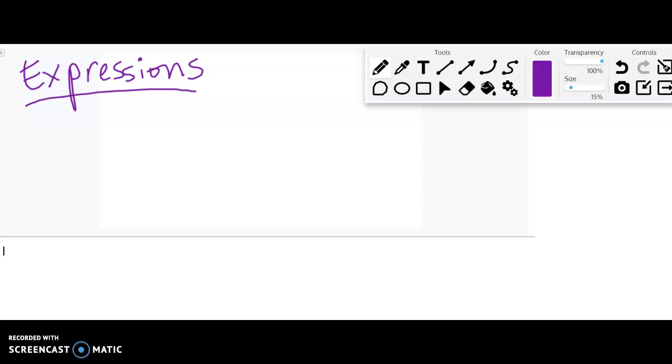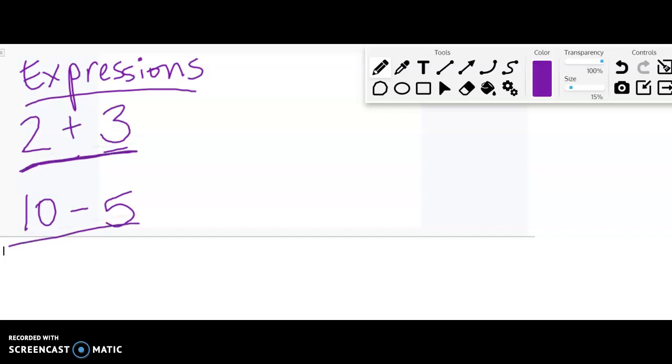So say I have 2 cookies and you have 3 cookies, and we put them together. That's an expression. It's showing how these 2 numbers are connected. They're connected by addition. Or I have 10 pieces of paper and I give away 5. That is an expression. Notice it's not an answer like we typically think of it. Usually we think of an answer as a number, but sometimes we don't get a number as an answer, and it looks something like this.